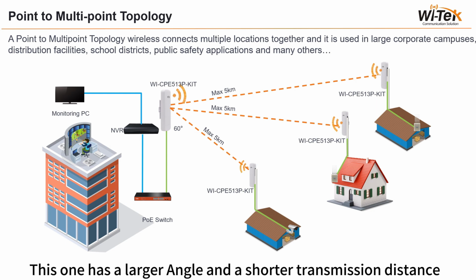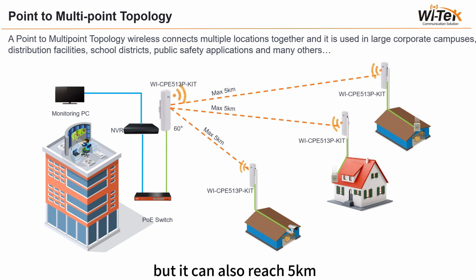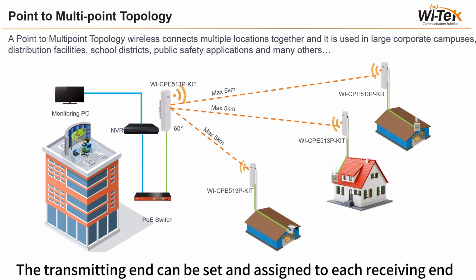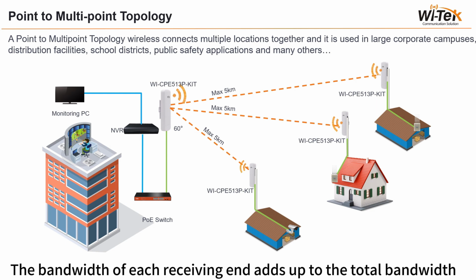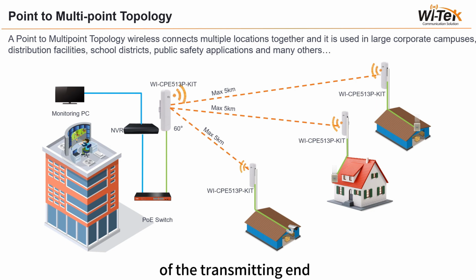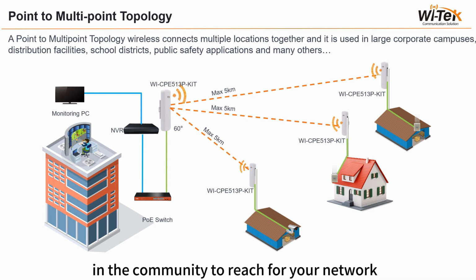A point-to-multipoint topology wireless connects multiple locations and it is used in large scenarios. This one has a larger angle and a shorter transmission distance, but it can also reach 5 kilometers. The transmitting end can be set and assigned to each receiving end, but the total bandwidth remains the same. The bandwidth of each receiving end adds up to the total bandwidth of the transmitting end. Suitable for small operators in the community to reach for your network.